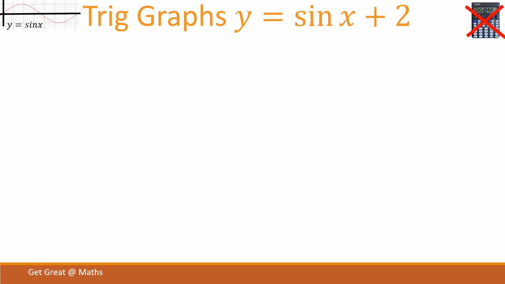In the top left hand corner you can see the function y equals sine x that we've just drawn, and we're going to be looking at the trig function y equals sine x plus 2. We're going to look at the transformation rules to see what happens to this sine x graph when I add 2 to it at the end. Press pause, then press play when you've had a go at drawing the new graph.